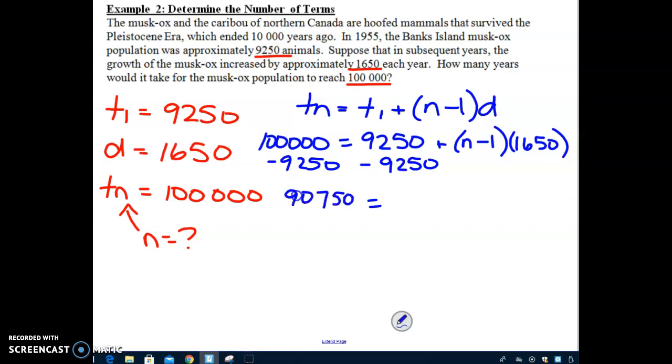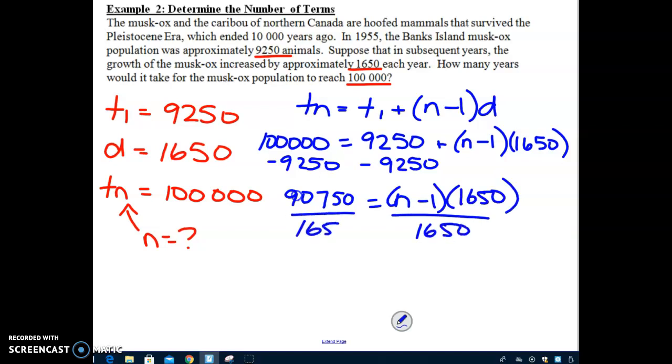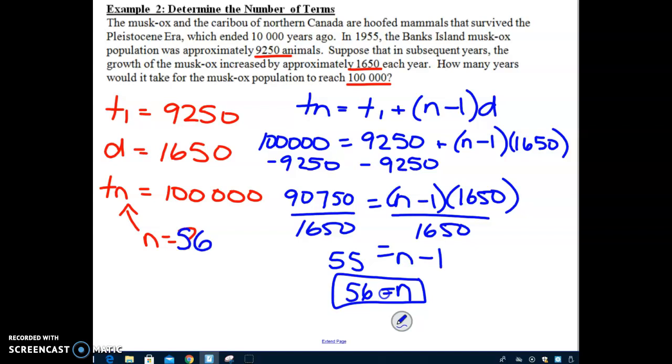90,750. And then on the other side, that leaves me with n minus 1 times 1,650. So we can divide out that 1,650 to the other side, leaving us with 55. And then if we add that 1 over, that means 56 equals n. So that means that in 56 years, the population would be 100,000 if that pattern continued.